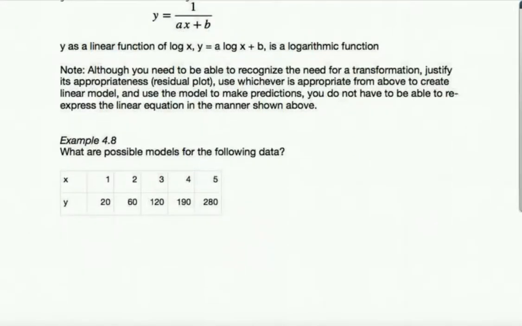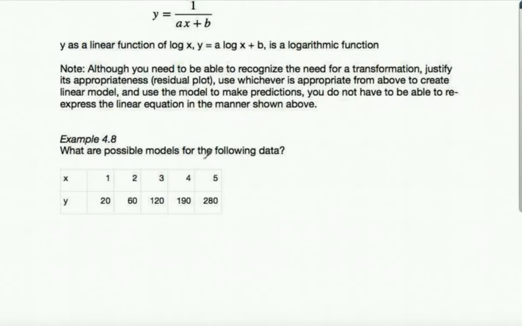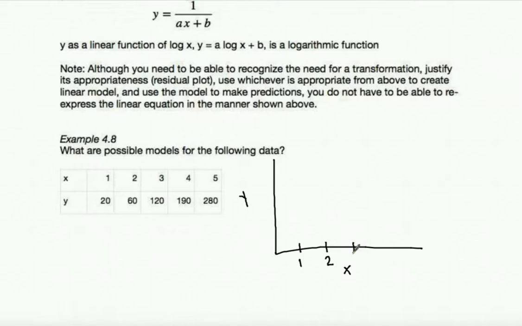All right, so on example 4.8, what are the possible models for the following data? Okay, so we've got x values of 1, 2, 3, 4, and 5. We've got our y values there. And so let's first start with looking at what this would look like just on a scatter plot. Okay, so we would make our x's and y's. We don't really have to give them any fancy labels, just x and y. Make sure you've got your x's as 1, 2, 3, 4, and 5. And then your y's, maybe based on this, we go by 50s.